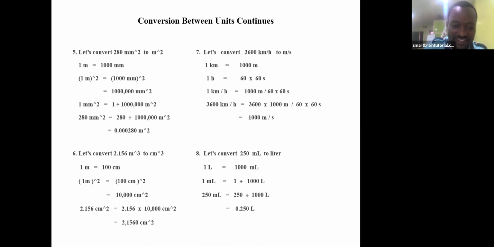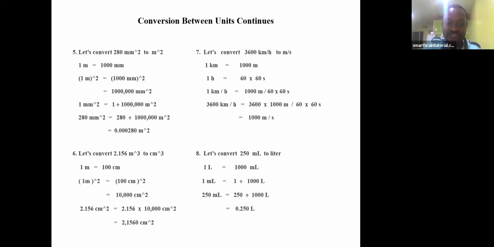Next question now. Let's convert 2.156 meters cubed. So can I explain that one again? Okay, the first one, Question 5. So you're breaking. You said? Okay, you're breaking. Okay, let's wait a little. Is it clear now? Yes.